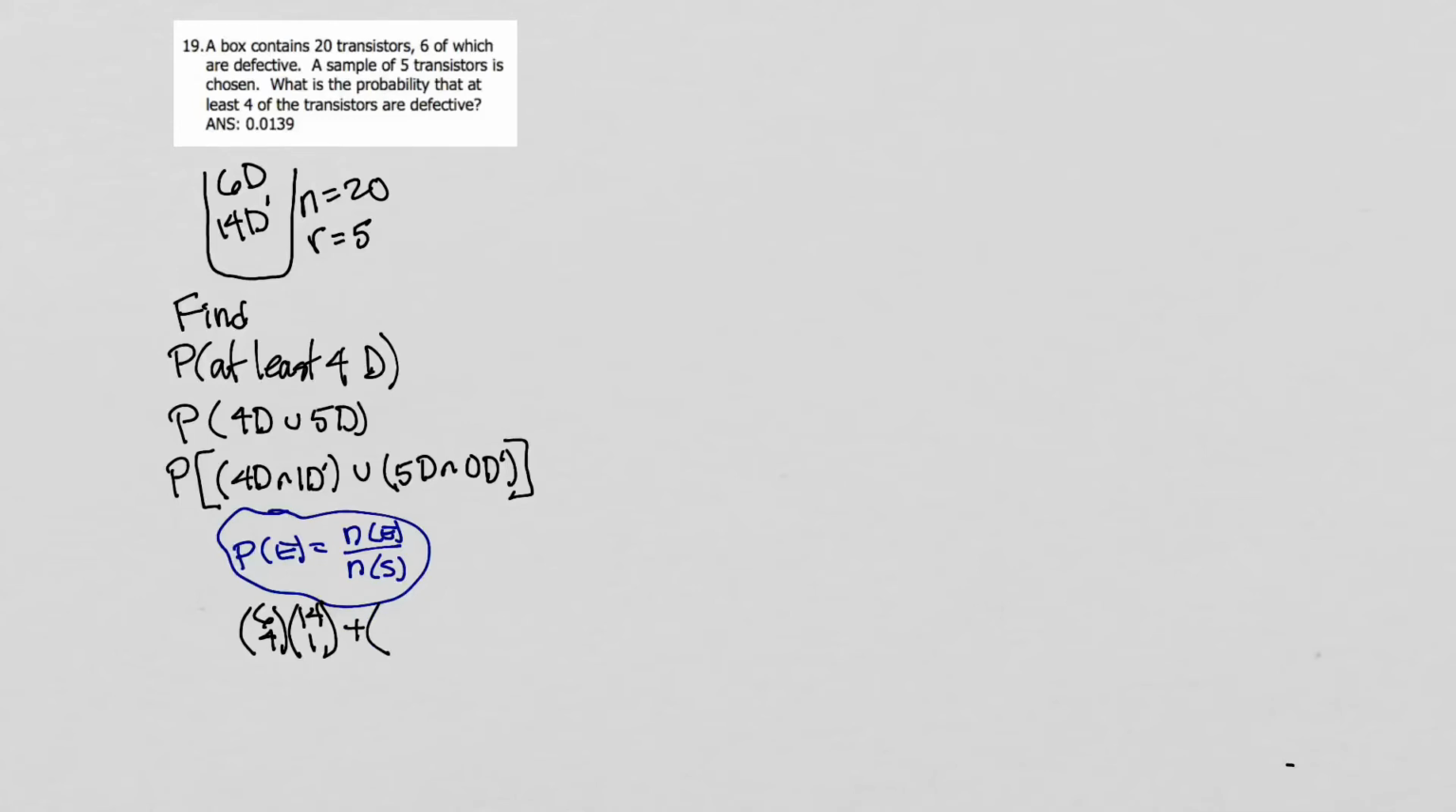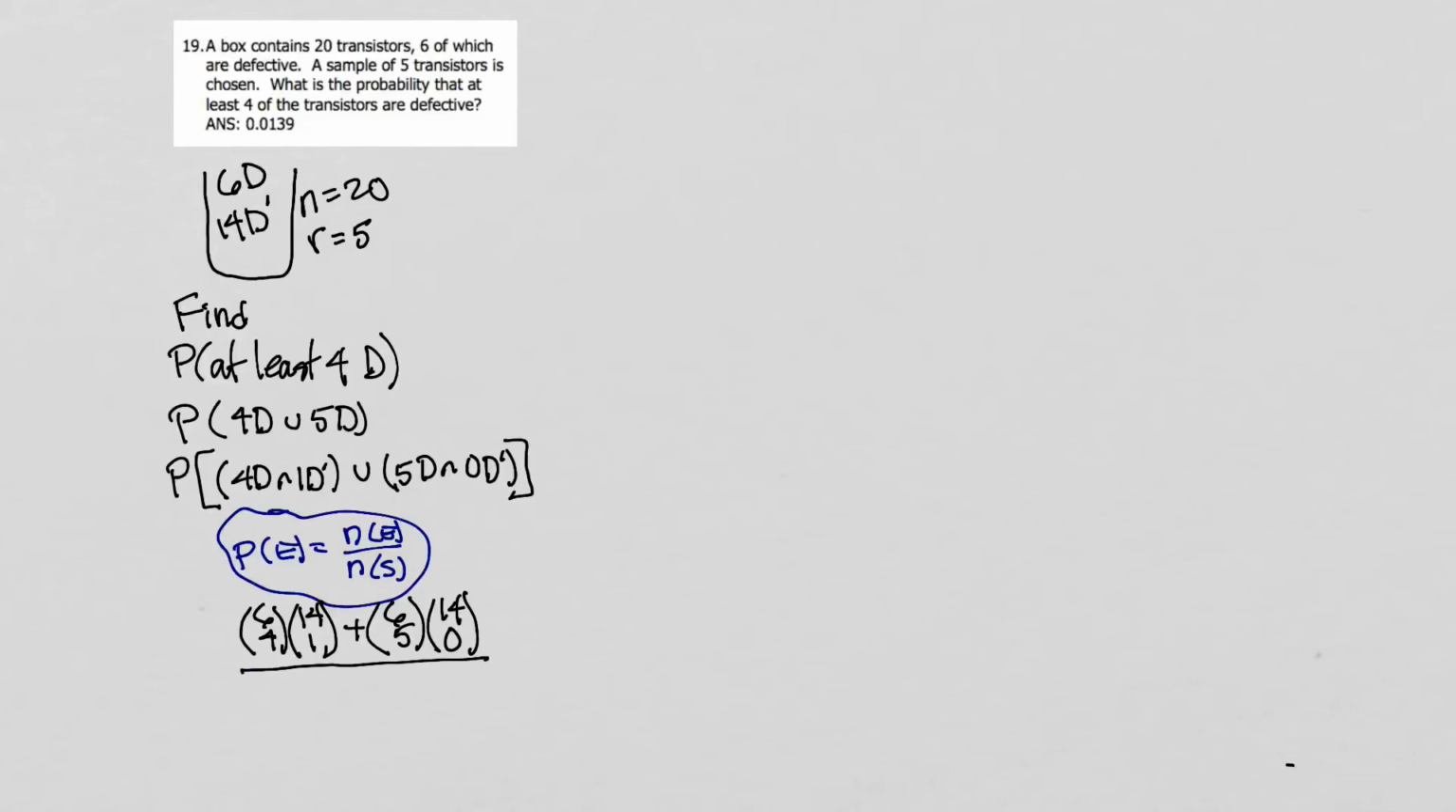Now out of the 6 defectives, we want 5 of them. So out of 6 defectives, we want any 5. And then out of the 14 non-defectives, we don't want any because we want all 5 to be defectives. Now, that is the numerator. That's the number of elements in the event. We need to get the denominator here, the number of elements in the sample space. So let's draw our fraction bar.